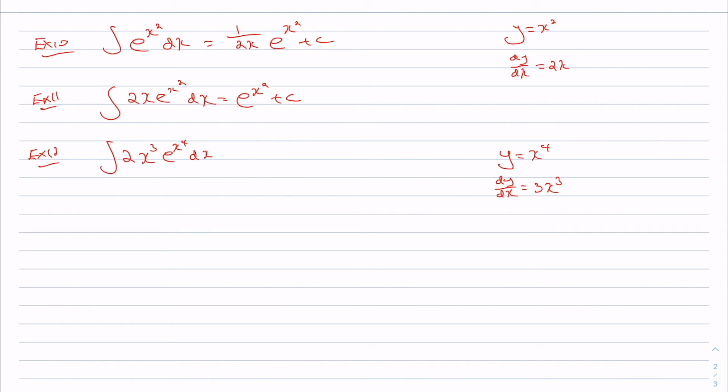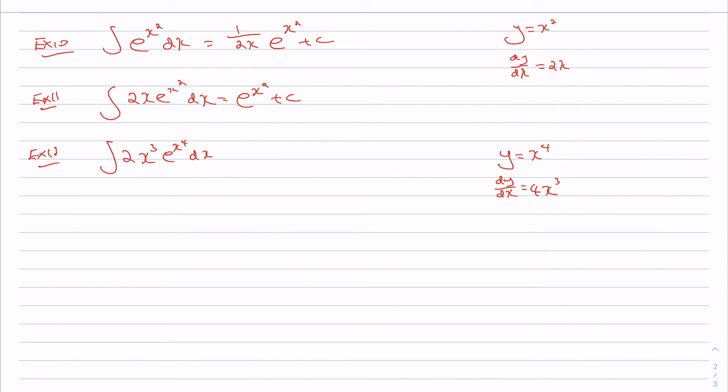Something's wrong. Let me just double check. I know why. It should be 4 here. 4 comes down, x cubed. Okay, that's better. Right, so 4 comes down, x cubed. We are dividing this whole thing with what we got.